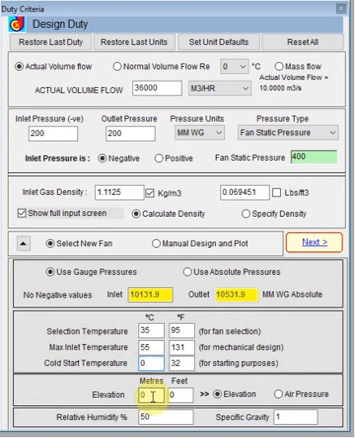We can also enter an elevation. We could say the fan is at 100 meters, which also changes the density here. We can also change the relative humidity, which is the amount of water vapor in the air, and we can change the specific gravity, which is the same as relative density, for different gases other than air. So if it's a heavy gas, it might be 1.2, or if it's a mixture of light gases, it could be less than 1. And these will all also affect the selection density, of course.